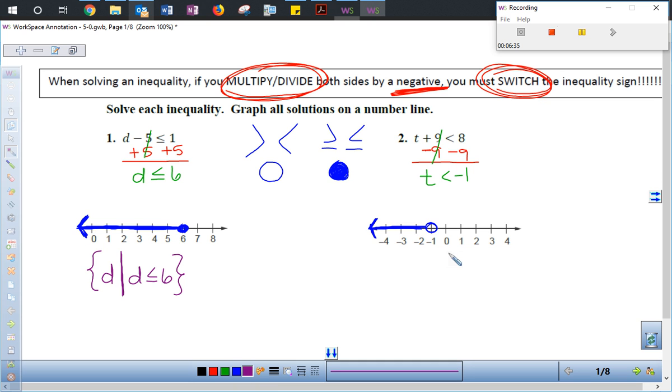And then finally, we need to write our answer in set builder notation. So the set of all, and we have t's, then our tall straight line that represents such that, then our answer, t is less than negative 1. So again, the set of all t's such that t is less than negative 1.